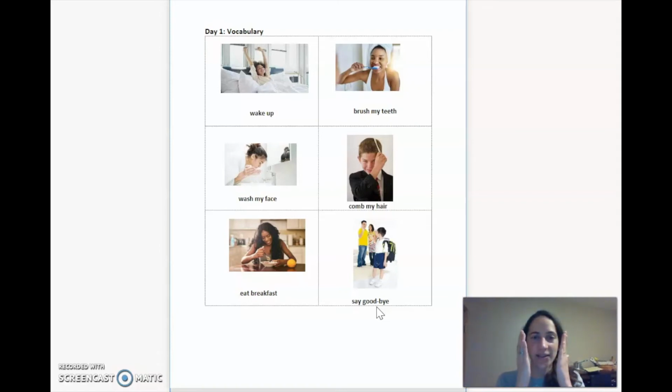Wash my face. Comb my hair, eat breakfast, say goodbye. Good. Please do the movement for wash my face. Yes, very good. Now, brush my teeth. Yes, good job. One more. Wake up.